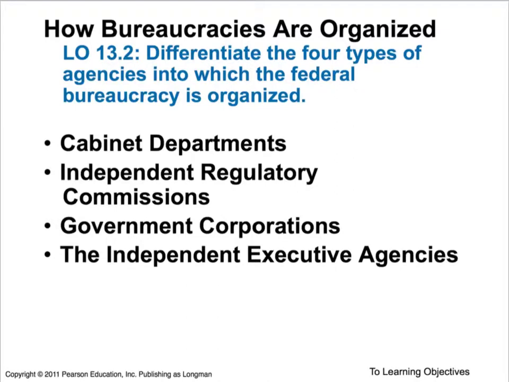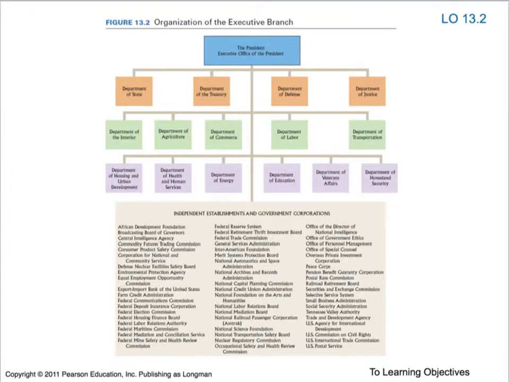So, organization. The federal government is organized into cabinet departments, which are your executive departments. We also have independent regulatory commissions, government corporations, and independent executive agencies. This is basically the organization of the federal government with the president and the chief executive office at the top.